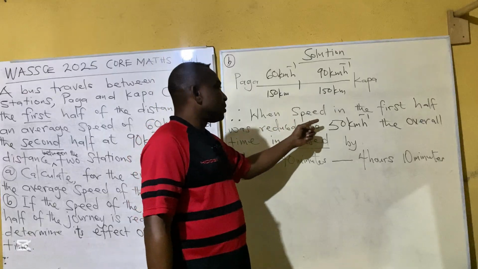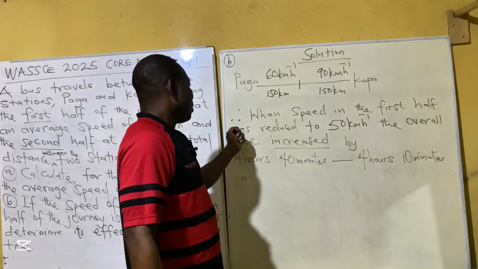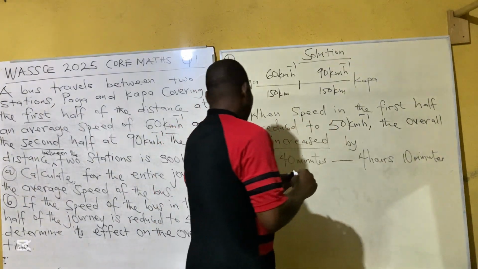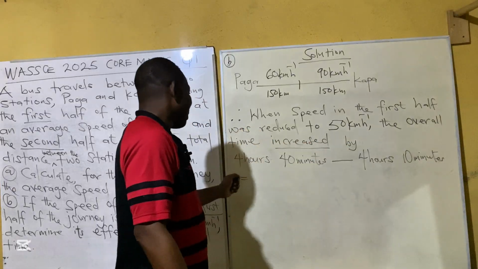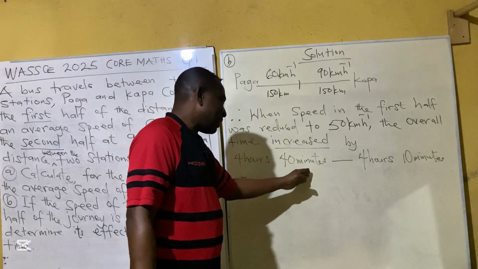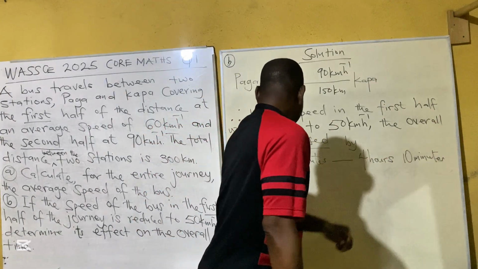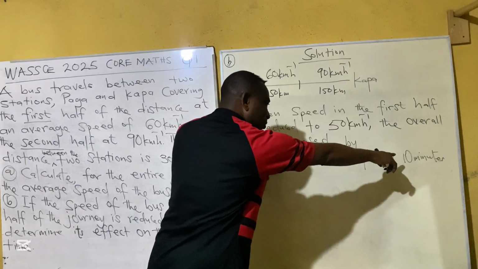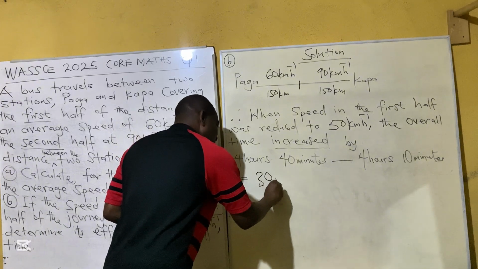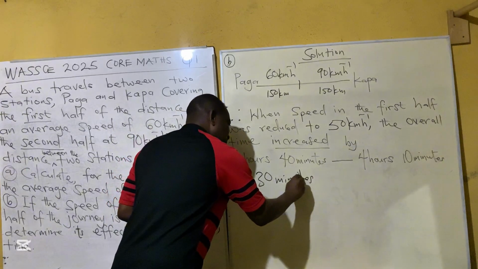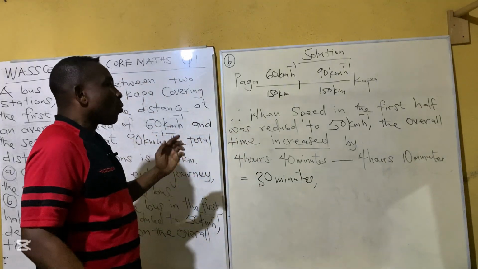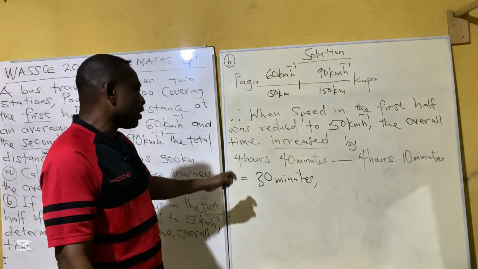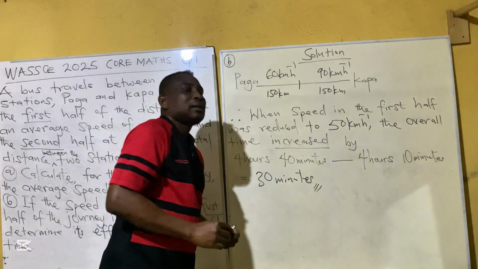Therefore, when speed in the first half was reduced to 50 kilometers per hour, the overall time increased by 4 hours 40 minutes minus 4 hours 10 minutes. 4 hours minus 4 hours gives us 0. 40 minutes minus 10 minutes gives us what? 30 minutes. So we conclude by saying that when the speed of the first half was reduced to 50 kilometers per hour, the overall time increased by 30 minutes.